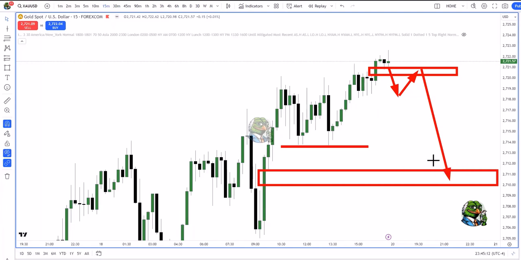Now, we want to see a long setup form here on Monday, okay? Maybe in Asia, 10 a.m., last hour, or London, for a move back up to take out the buy side, which is Friday's high, okay? So that's very clear instructions for you for Monday, okay? So that's what I'm looking for.